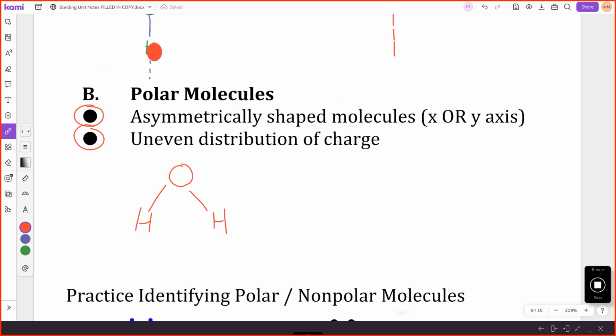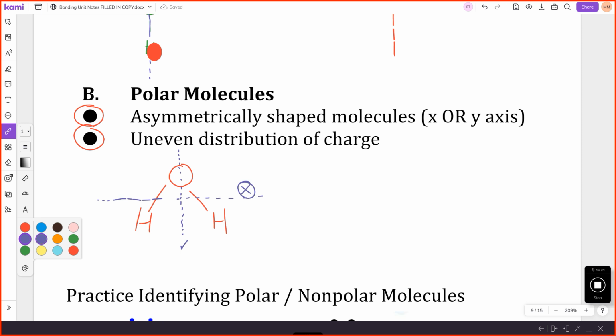So in this picture of water, we can see, using our symmetrical technique, that there is symmetry left and right. Okay? But if one of these symmetrical lines is not symmetrical, that makes the whole molecule polar. And the moment we try and divide this top and bottom, we see that the symmetry line does not exist.